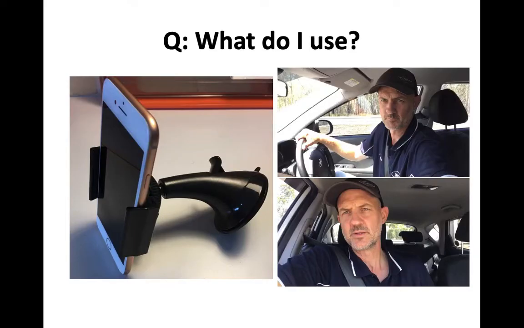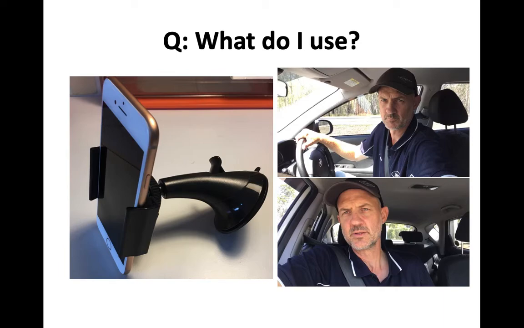Okay, what do I use? So in this video, what we normally use is a little cradle which holds the phone, and that's connected to a plastic arm which has a suction cup which you can put on the front of your windscreen, or you can put on the side of the passenger window to collect video evidence. So if I was doing a standard commentary drive, I'd put it on the front of the screen as long as it wasn't blocking my view.